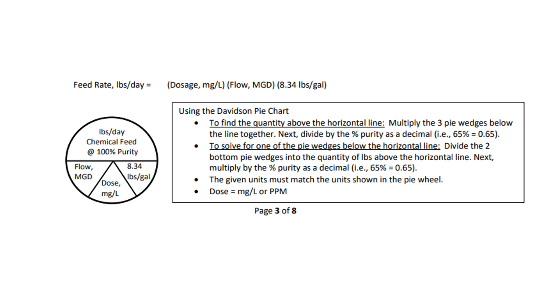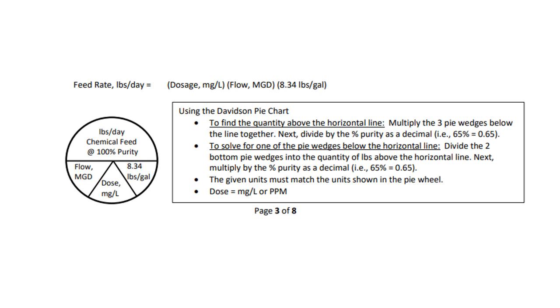When using the Davidson pie chart, to find the quantity above the horizontal line, pounds per day chemical feed 100% purity, you're going to multiply the three pie wedges below the line together. So the flow MGD times the dose milligrams per liter times 8.34 pounds per gallon. When you multiply those together, you will get the feed rate pounds per day as 100% pure.